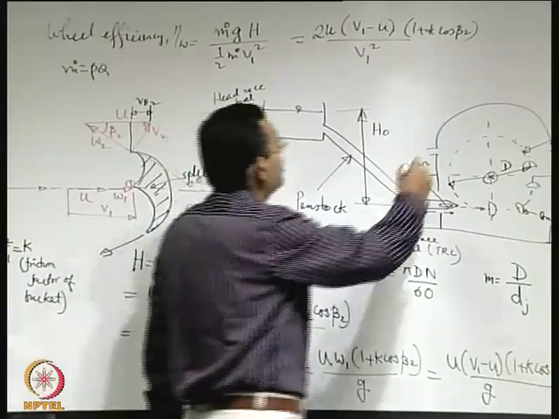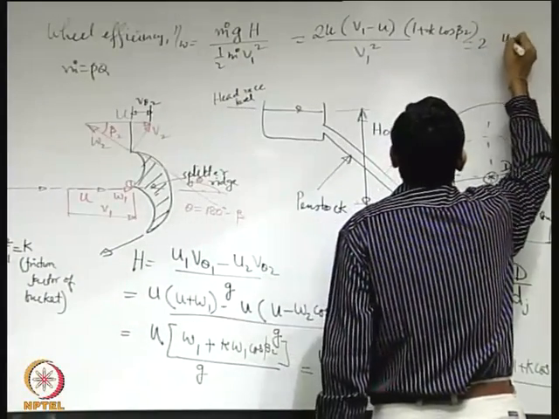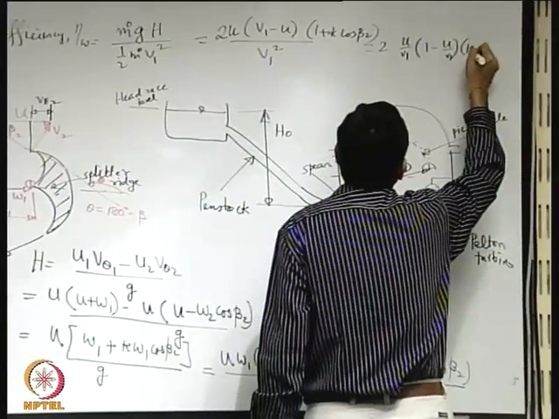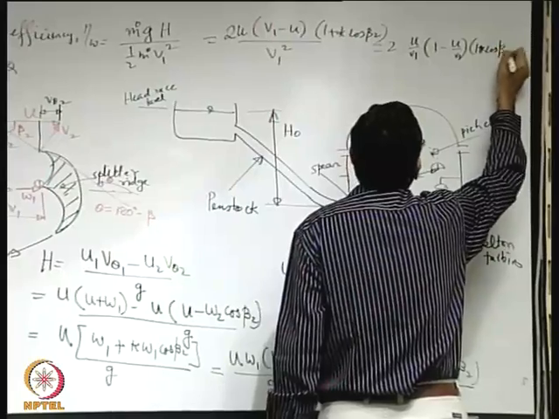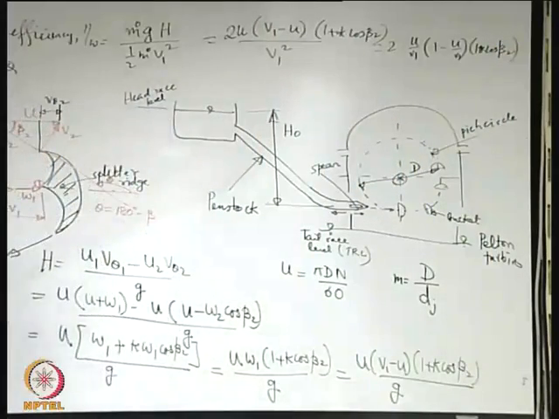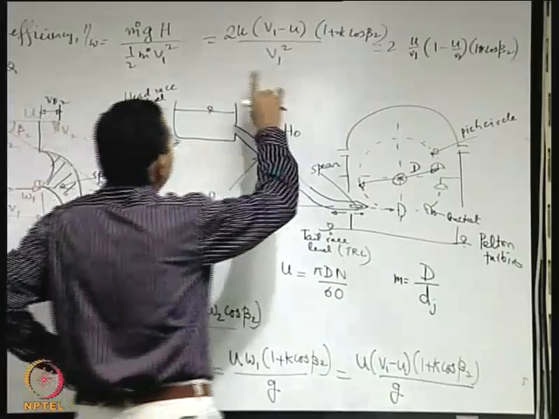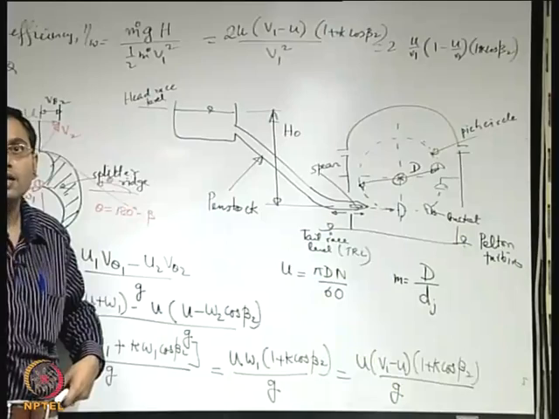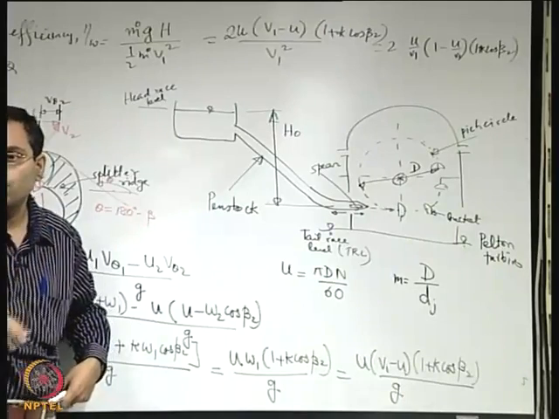So it may also be written as 2 into u by v1 into 1 minus u by v1 into 1 plus k cos beta 2. Okay. So what it says is the efficiency in conversion from the kinetic energy form to the energy that is the output from the turbine. If you want to have a maximum value of this, then that means most effectively the kinetic energy of the jet is converted into useful work.